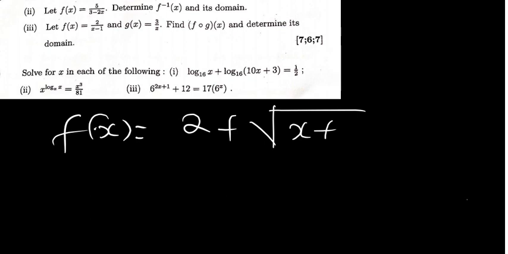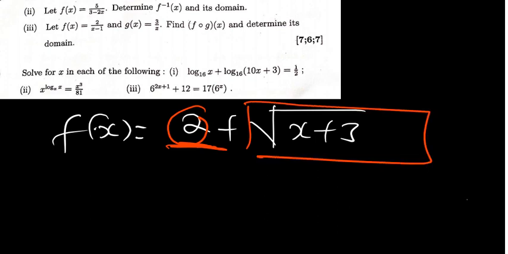For example, let's say we have f of x is equal to 2 plus the square root of x plus 3. Don't worry about the 2. This is already defined, so it will not affect anything. The only thing which is going to be affected is this part. So you have to deal with the one which is in the square root only. You get my point?